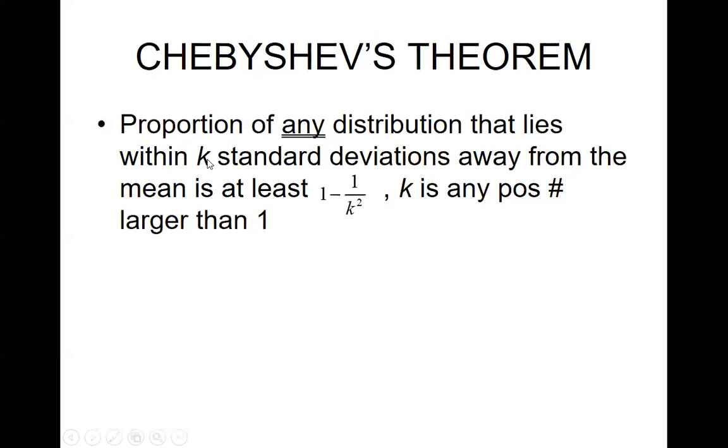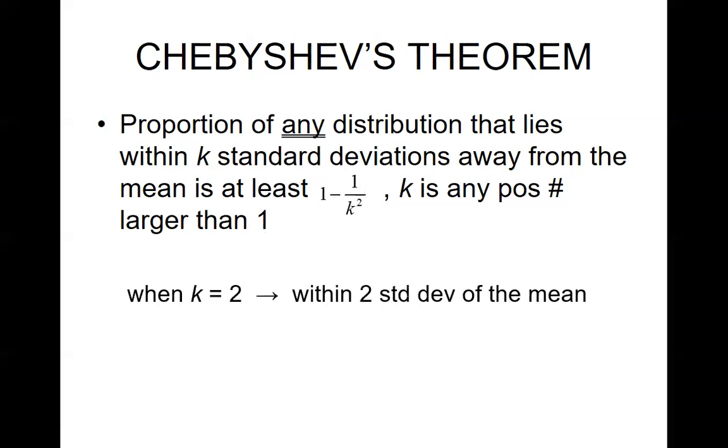And here's the way it works. K represents how many standard deviations away from the mean. And so my K has to be a number larger than 1. I really can't figure out what percent of the data would be within 1 standard deviation, but I can come up with some values for data within 2 standard deviations of the mean. And I do it this way. I would do 1 minus 1 over K squared. So if K is 2, then we would be calculating the percent of data that's within 2 standard deviations of the mean. If I put in 2 for K, 2 squared is 4. 1 minus 1/4 is 3/4, which is 75%.